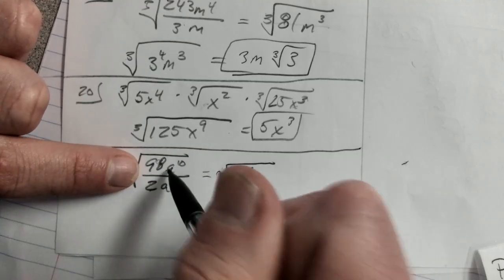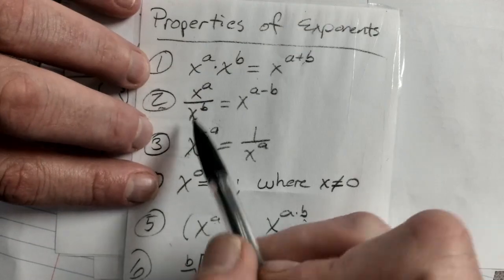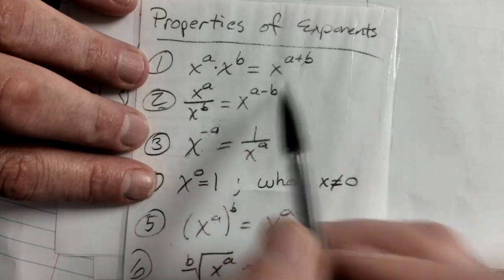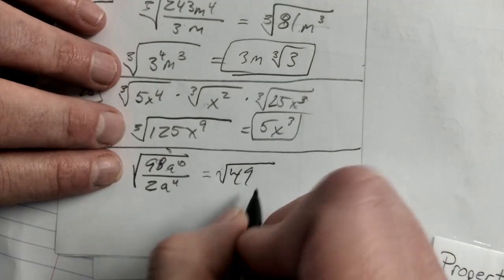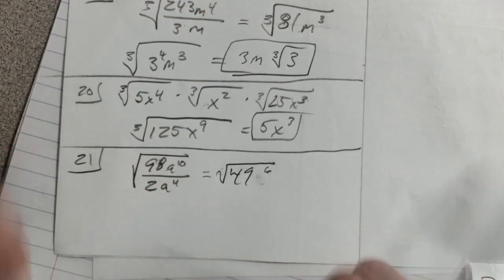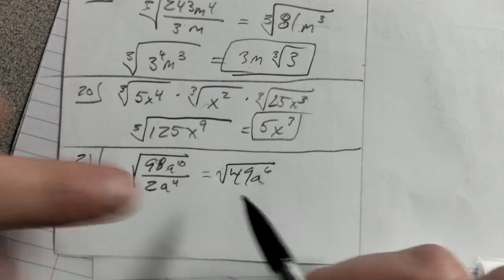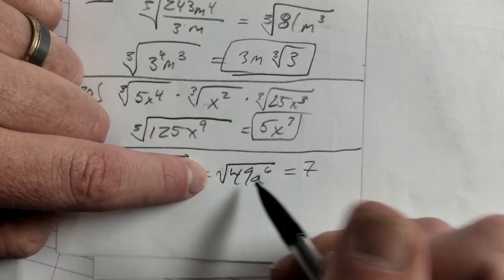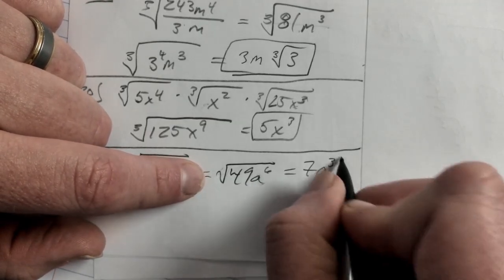Alright, a to the 10th divided by a to the 4th is a to the 10 minus 4. Right? And 10 minus 4 is 6. So we get a to the 6th power, excuse me. And now, do I know the square root of 49? Sure, it's 7. And the square root of a to the 6th is a to the 3rd.